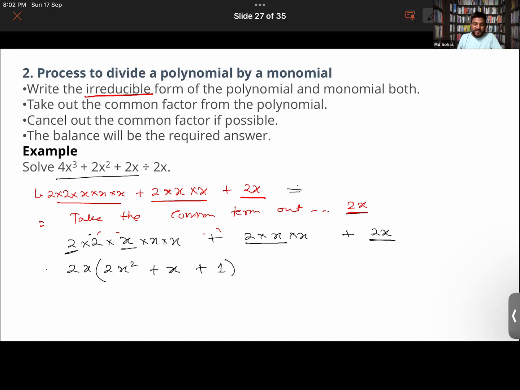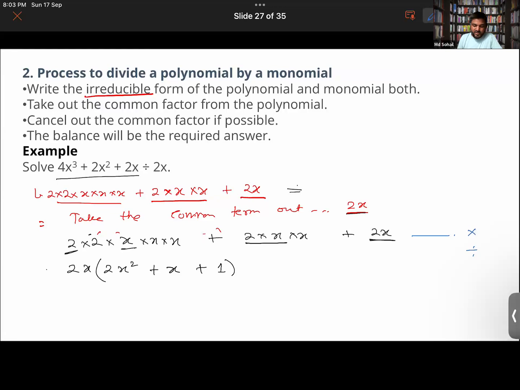Or like I have written it directly here. Actually, in school it is taught that in order to take the common term out of the expression, you need to divide and multiply it with the same term. So that we are not doing here. We are not going the lengthy way.